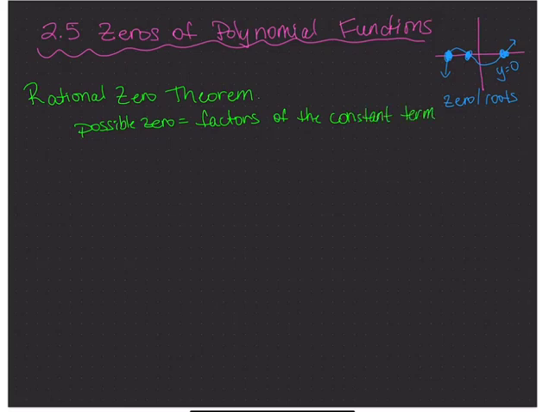and the constant term is usually that last number in our function, divided by the factors of the leading coefficient. The leading coefficient is always that first number. Make sure your function is in highest to lowest degree, and then it's that first number that we have. So let's actually look at an example.